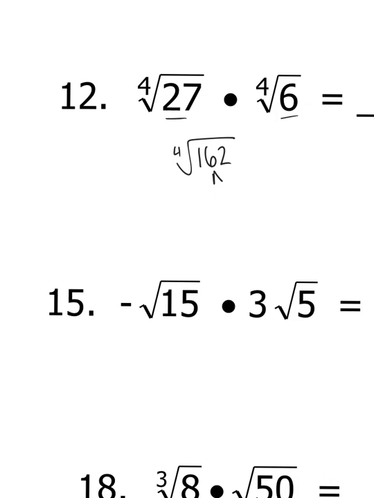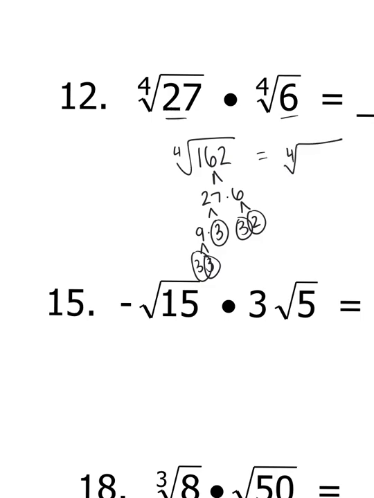Two numbers I've multiplied to 162 are 27 and 6. 6 can be broken down to 3 times 2, and 27 could be broken down into 9 times 3, which 9 can go to 3 times 3. All right, now that I have a list, I could rewrite this as the fourth root of, I've got 4 3s and a 2, and I'm looking for groups of 4.